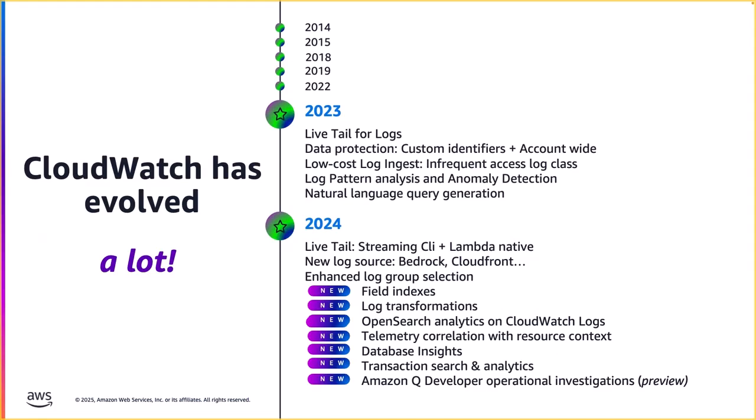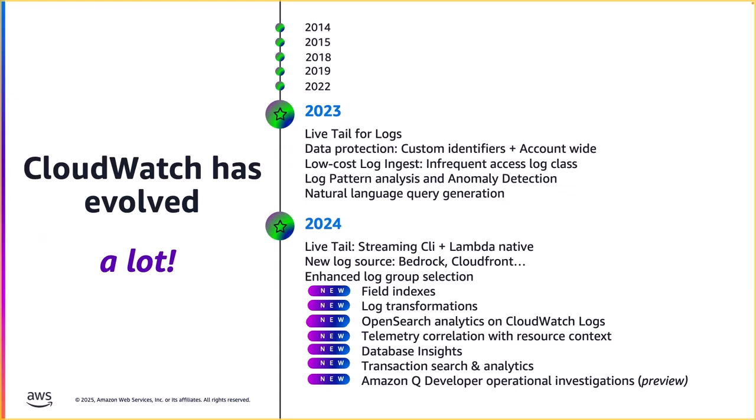Some of the key launches that we had in 2023 were Live Tail for logs. We introduced data protection to be able to protect sensitive data. We introduced a low-cost log ingestion tier, which is the infrequent access log class. We introduced log pattern analysis and log anomaly detection, and then the natural language query generation. So when you go to Logs Insights and you type what you want to query in natural language, it generates the query for you, which we will cover in the demo.